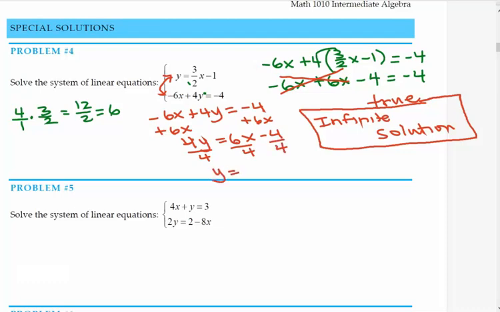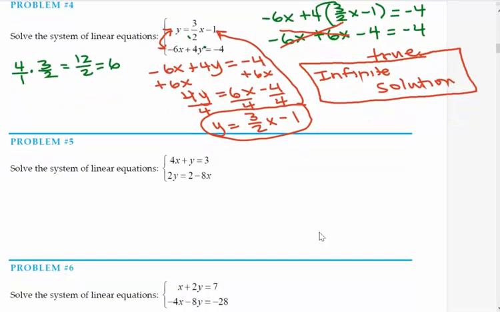all right, look what I end up with here. 6/4 reduces to 3/2 x, and -4 divided by 4 is -1. So do you see how that's exactly the same as that top one that we had there? So it is, in fact, the same line, right? So we got infinite solutions.